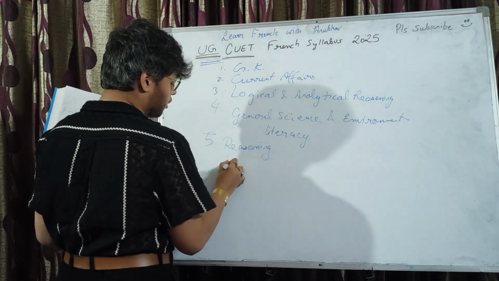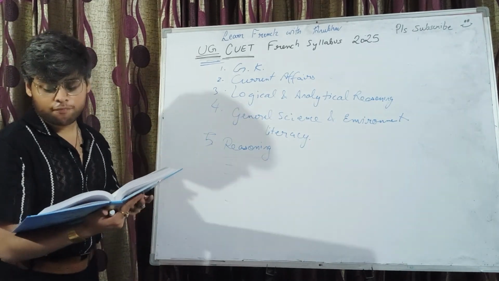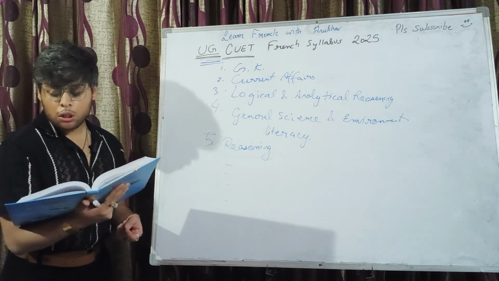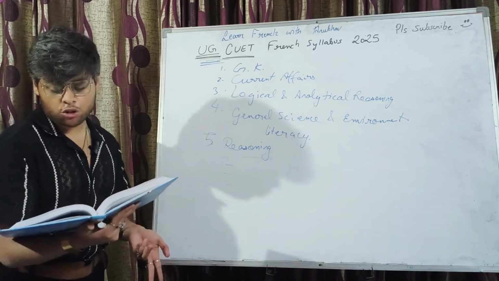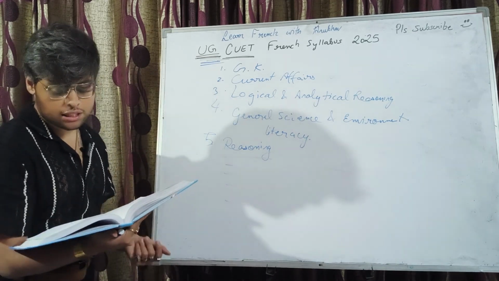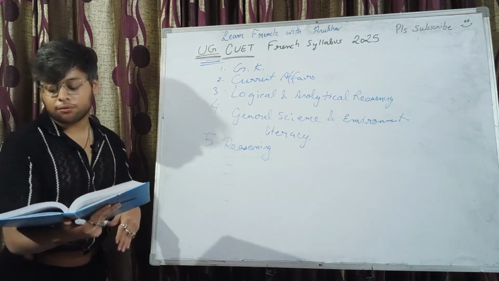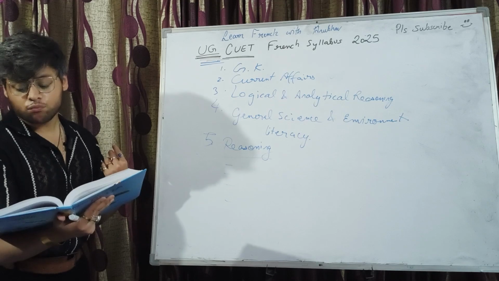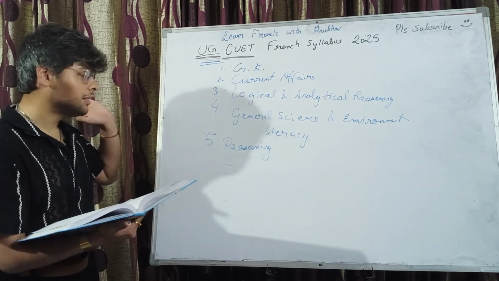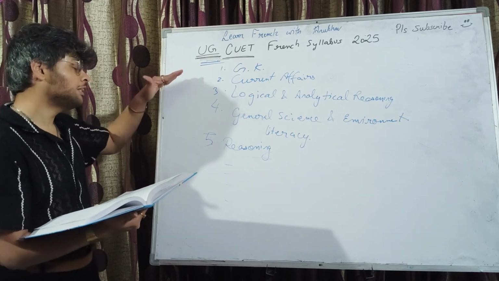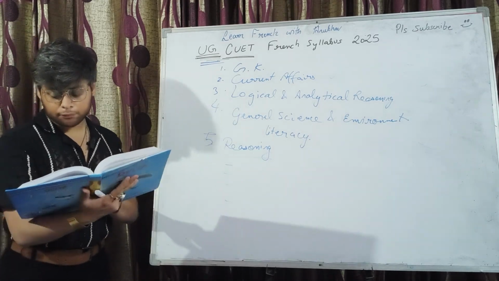Now, under reasoning, you have quite a lot of things. You have the simple application of basic mathematical concepts, quantitative questions, arithmetic, algebra, geometry, mensuration, statistics. I repeat the topics once again: simple application of basic mathematical concepts such as quantitative, arithmetic, algebra, geometry, mensuration, and statistics. These things are going to be there in your reasoning. So these are the 5 things that you must prepare in order to excel in your general aptitude test.